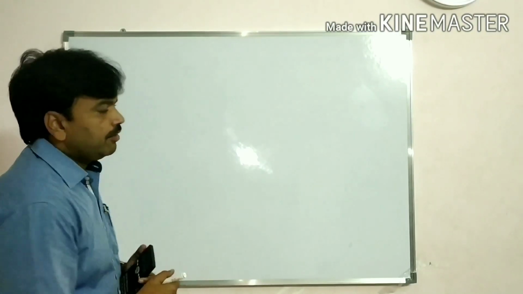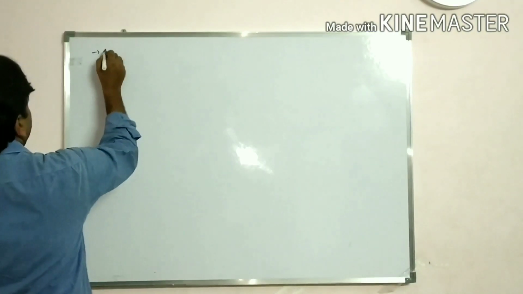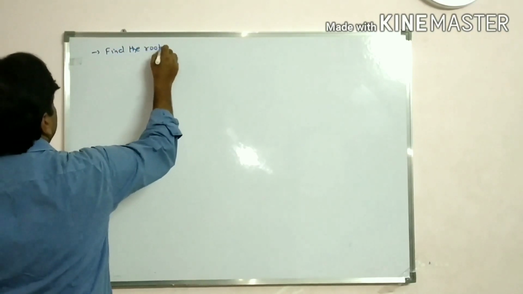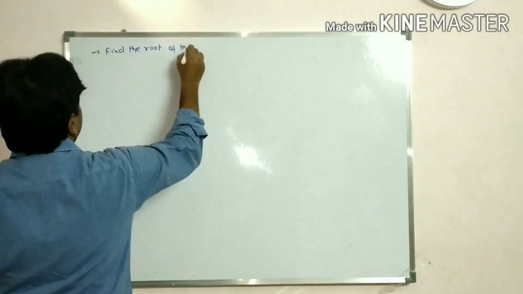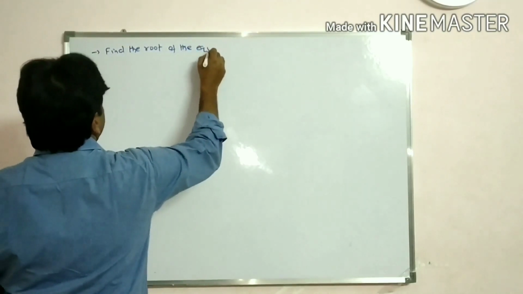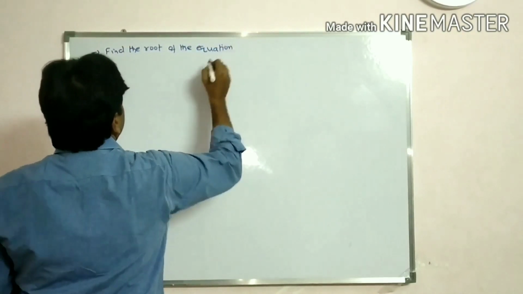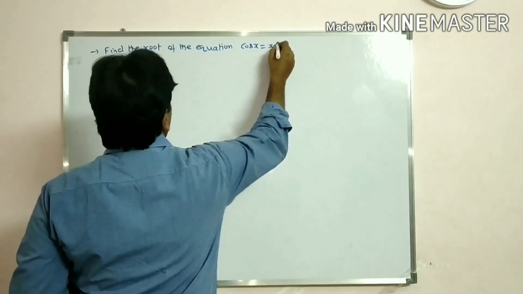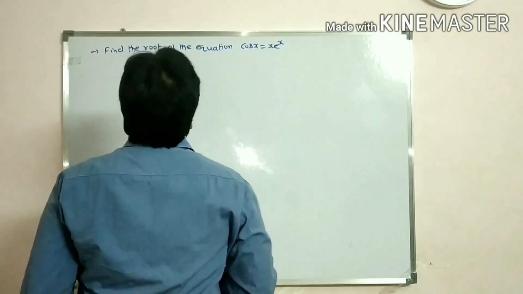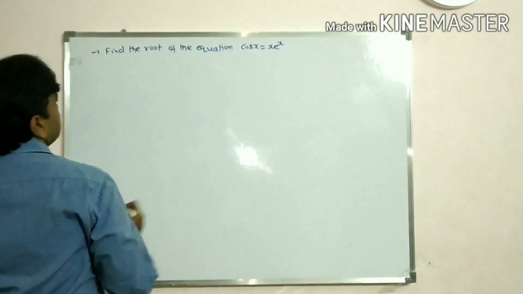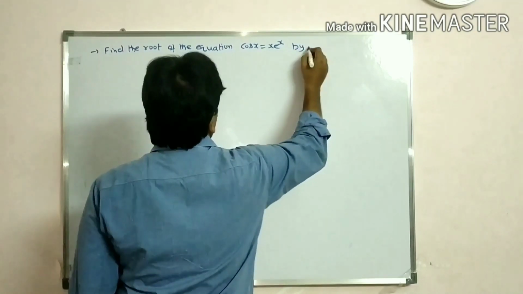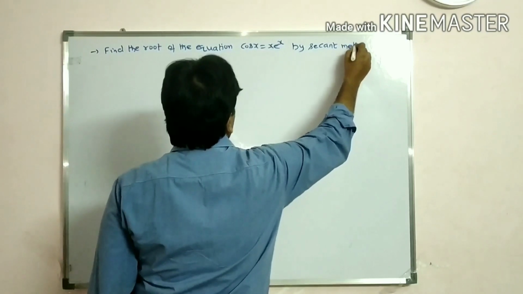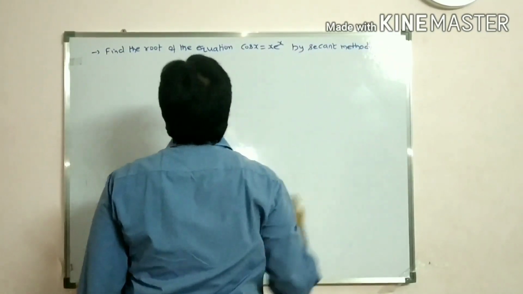Write down, students. Find the root of the equation cos x is equal to x e power x by the secant method, by using the secant method.